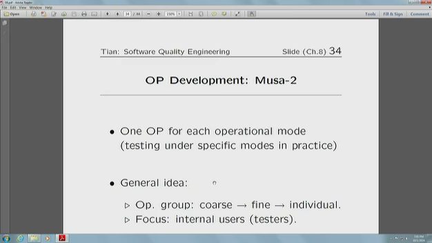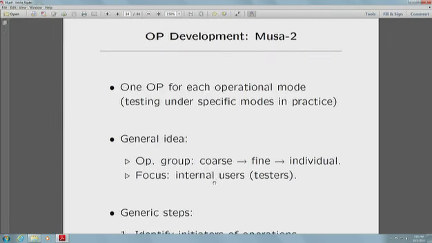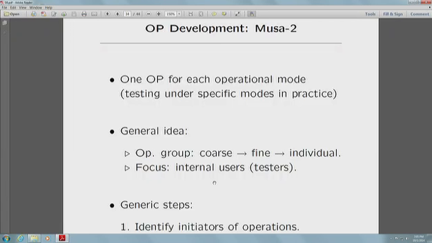And then in Musa 2, what essentially he realized is that when you are doing testing, particularly for systems with different system modes, you test under individual system modes. So you don't really need that kind of system mode profile as much. But within each system mode, you might need an individual operational profile. So it has one operational profile for each operational mode, which is basically like the system mode in the previous one.